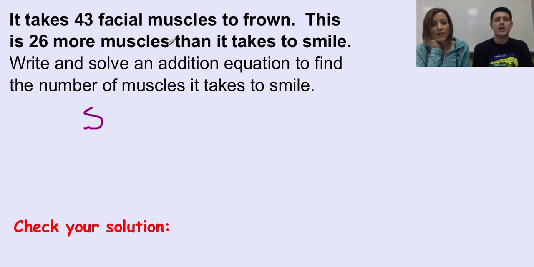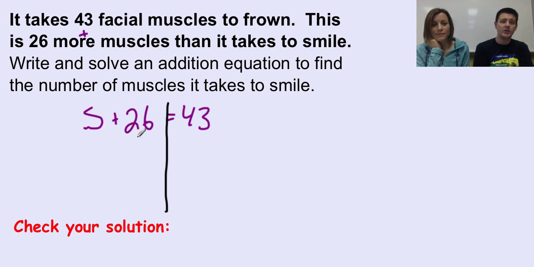It's an addition equation, so it says 26 more than. More than means to add. So S plus 26 is equal to the number of muscles that you need to frown. Once you have your equation, now you show your work on how to solve it. Remember, you're always undoing it. They added 26, so we want to get rid of that 26.